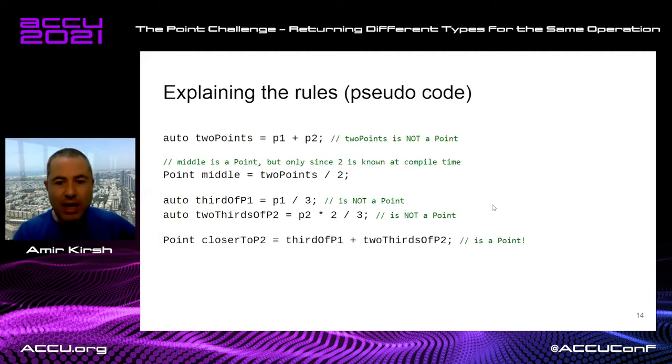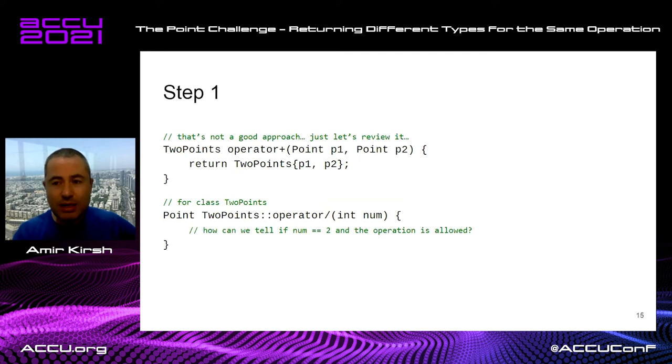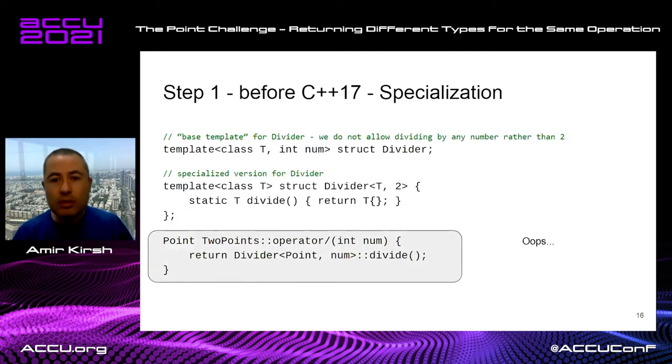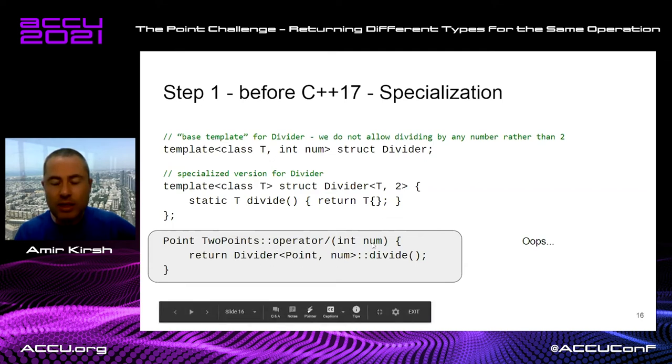Maybe if you cannot divide by a number, maybe we can use templates, template specialization. So let's take a look at another possibility. Suppose that we have a template class divider, and we have a specialization for divider for two, which means, oh, if you are going to divide by two, then I know that the result is going to be back as T. Then we can have a 2 points operator, which says, okay, please call divider with the number, but you cannot do that. This is a variable. It cannot be used as a template parameter.